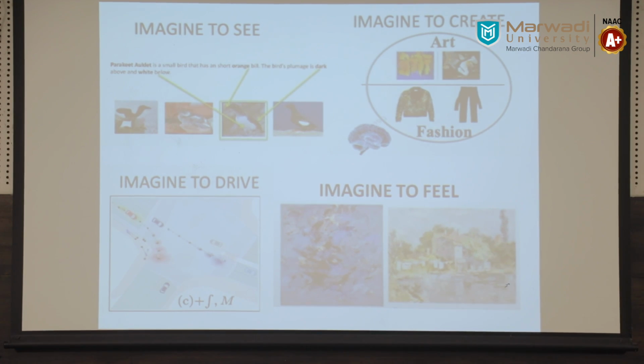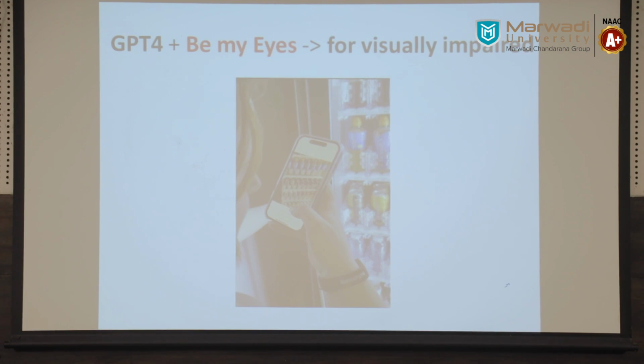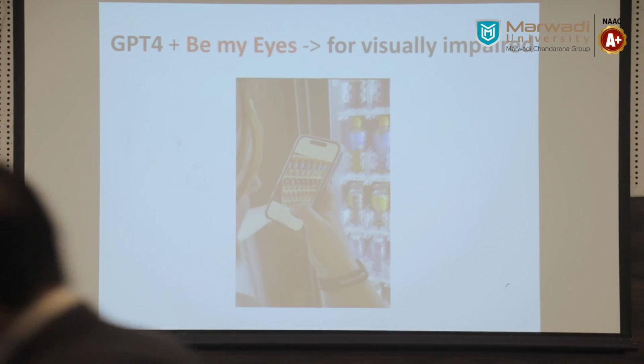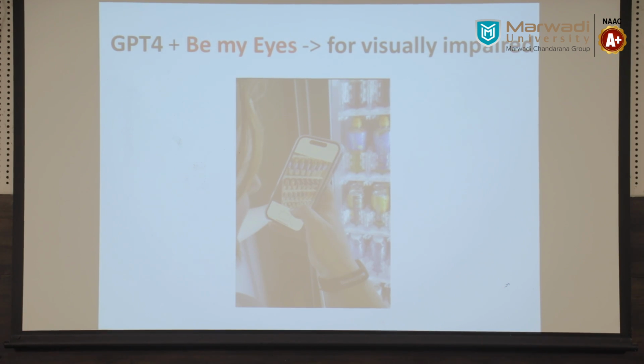And we can even say, imagine to feel. Suppose you want to feel how your house would look with such and such scenery; you can have a word with the generative AI and have a scenario described there. Then GPT-4 plus Be My Eyes. Be My Eyes is a mobile app that was developed, and GPT-4 plus Be My Eyes is a blessing for visually impaired people. How is it helpful? A visually impaired person can just take a clip of whatever is nearby, and the generative AI is able to describe in audio what is in front of him. With that, he is being assisted.